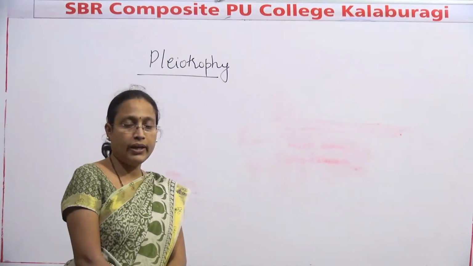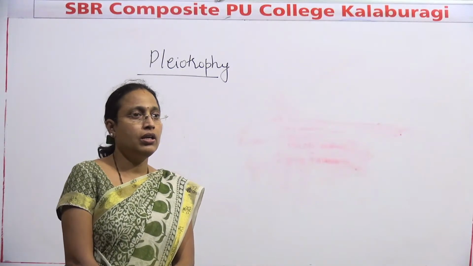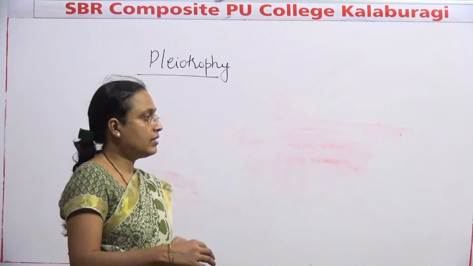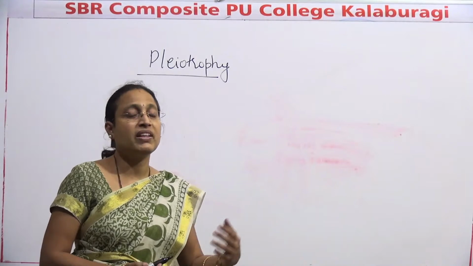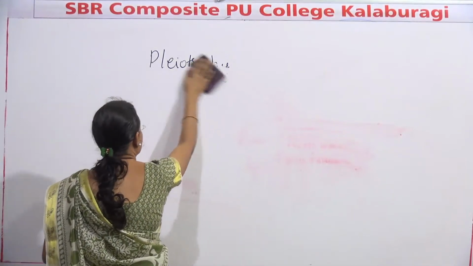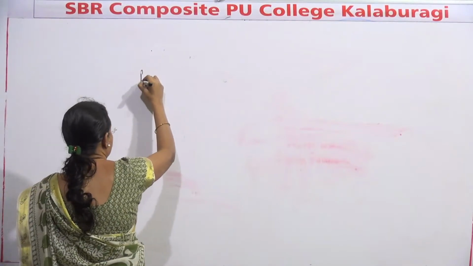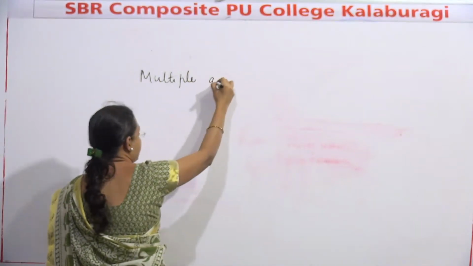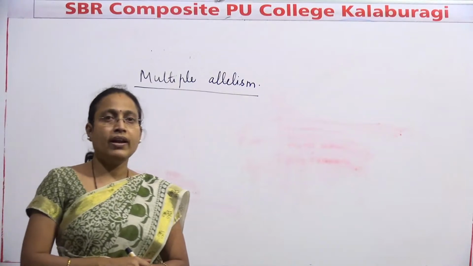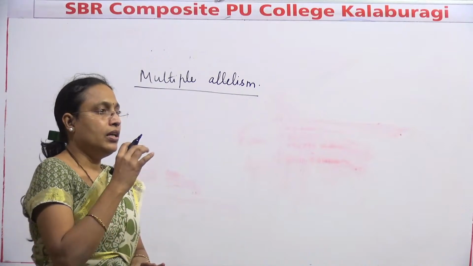And the next one is multiple allelism. Multiple allelism has already been taught at the beginning of this week itself, and now I will just elaborate and explain the important points in multiple allelism. Multiple allelism is when a gene exists in more than two allelic forms. That means the gene has more than two forms.